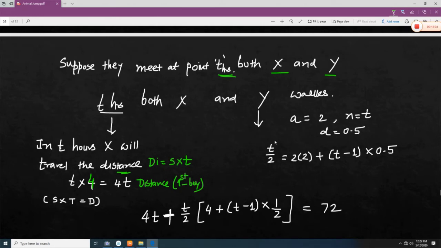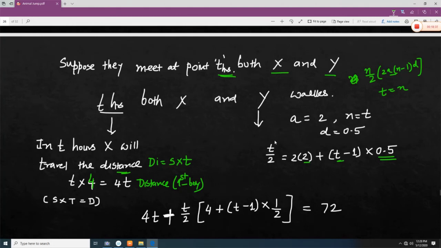Now second boy, what is the distance? T by 2, we have to apply the equation n by 2 into 2a plus n minus 1 into difference. So the difference is 0.5, initial speed is 2, and t is what we want to find. Here t is actually n. So n we want to find out.